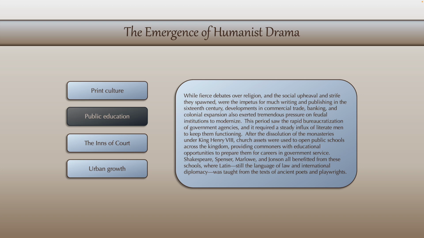Shakespeare, Edmund Spenser, Christopher Marlowe, Ben Jonson, and others, they all benefited from these schools, where Latin, which was still the language of law and international diplomacy, was taught from the texts of ancient poets and playwrights. So giving these intellectual men the exposure that would certainly impact their own literary production later in life.